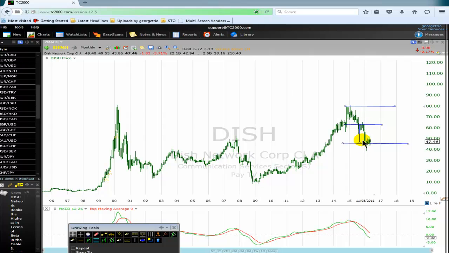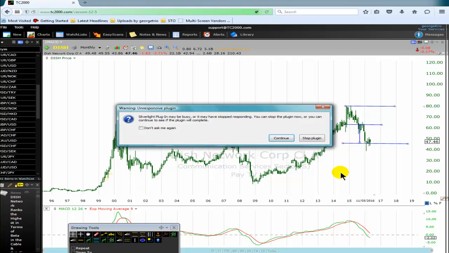My computer is playing up here, so I couldn't move lines on my chart, so I'm just talking to you now, because it's too much for my computer at the moment. Too many things running here. So this is it.